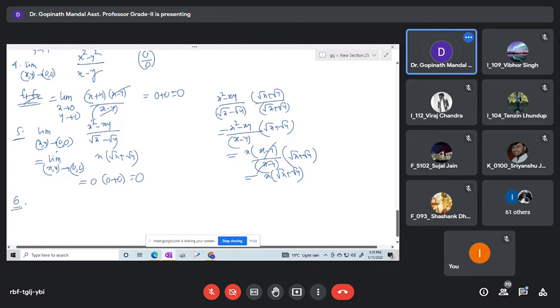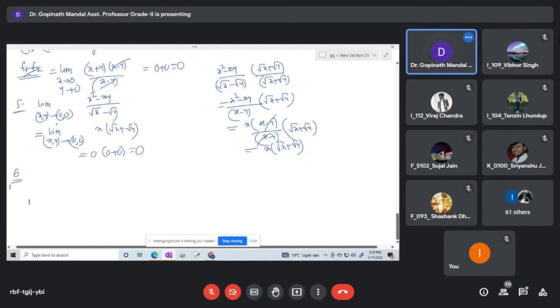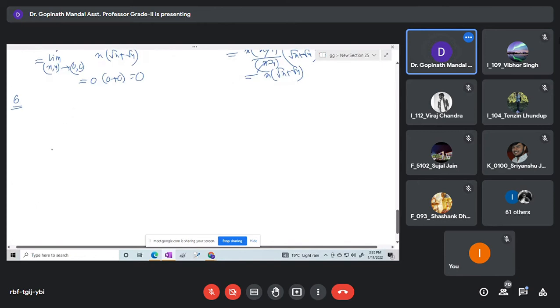Number 6. Limit xy tends to 2, 0, y by x plus y minus 2. Now if we replace the value of x by 2 and y by 0, the exact value is 0 by 2 plus 0 minus 2, that is 0 by 0 form.